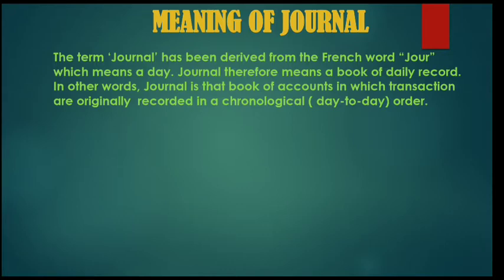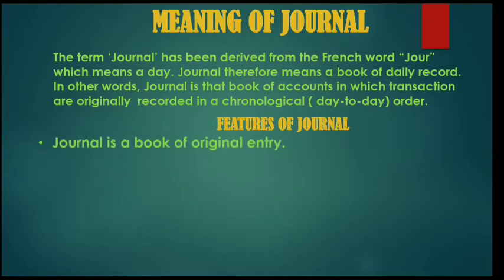So what is journal? Journal is a book of account in which the daily transactions are recorded in a chronological order. Now, what are the features of journal? Journal is a book of original entry.